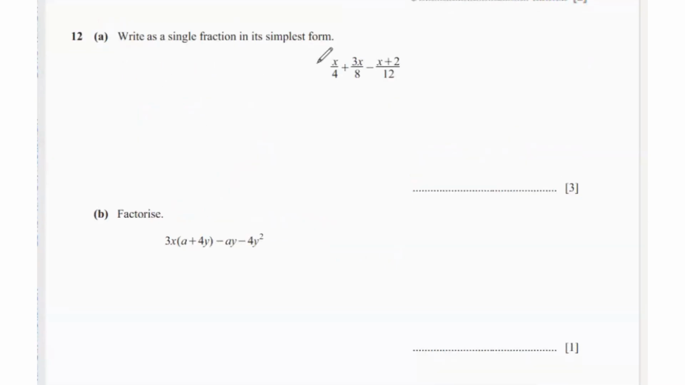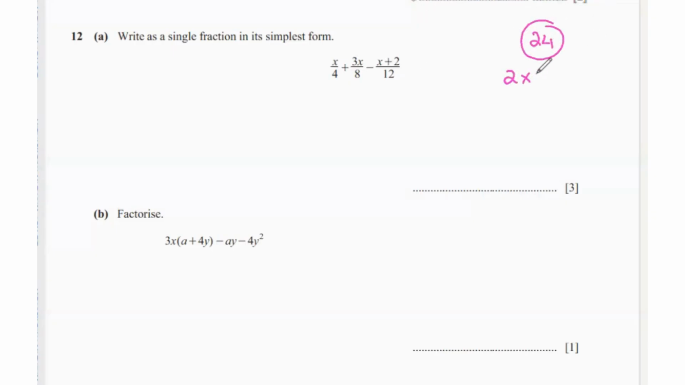Question 12 says, write as a single fraction in simplest form x over 4 plus 3x over 8 minus x plus 2 over 12. So when we're adding or subtracting fractions with unlike denominators, we need to make the denominators equal first. So what is the lowest common multiple that all three share? All 4, 8, and 12 share the number 24.